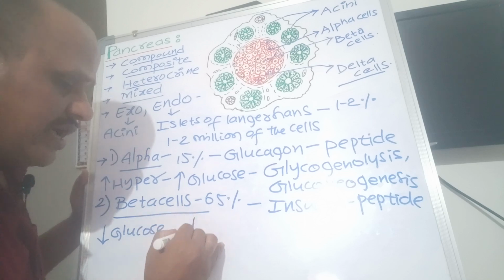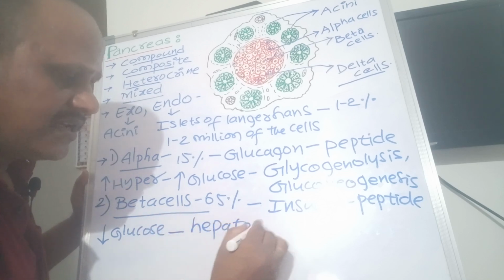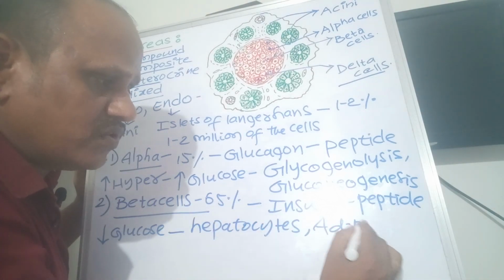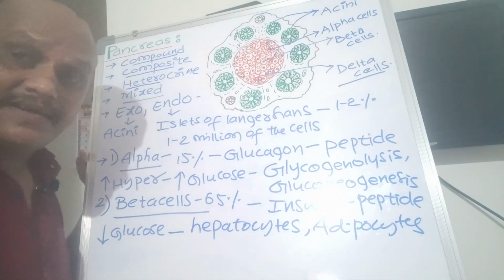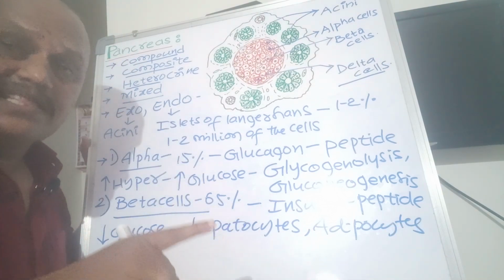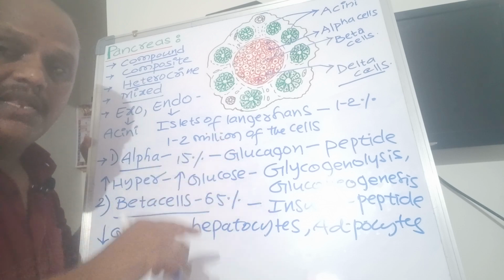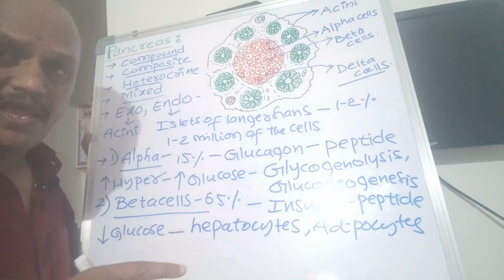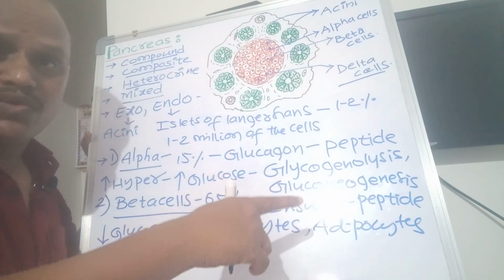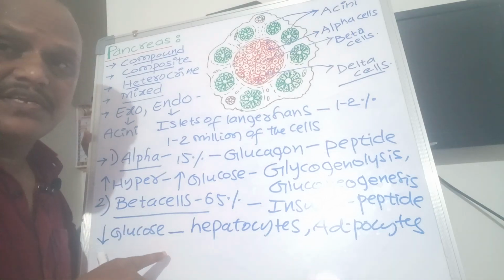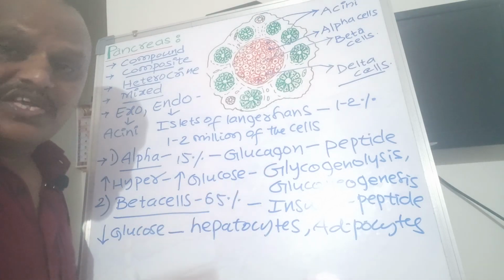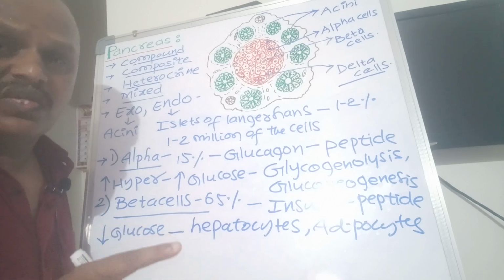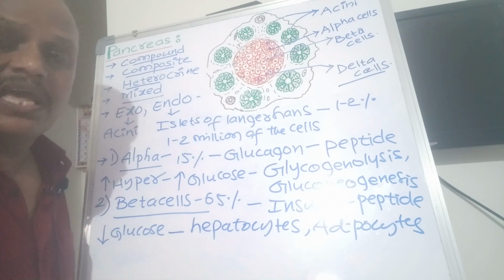It acts on hepatocytes and also on adipocytes, and it decreases the glucose levels. This means rapid movement of glucose into the liver cells and into the adipocytes. In this way, it decreases the glucose levels in the blood, so it is known as a hypoglycemic hormone. Generally, insulin enhances the uptake and utilization of glucose in the blood.